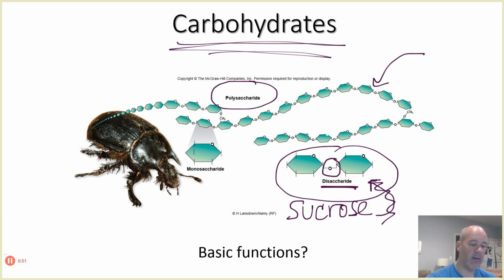Polysaccharides can involve chaining together lots and lots of sugar, sometimes in complex branching patterns. They've got a beetle over here because they're showing you that the exoskeleton, the outside shell-like covering of an insect, is built from a complex type of polysaccharide.